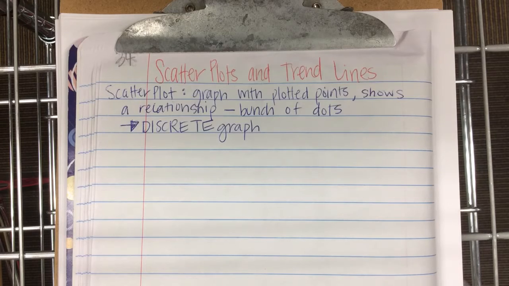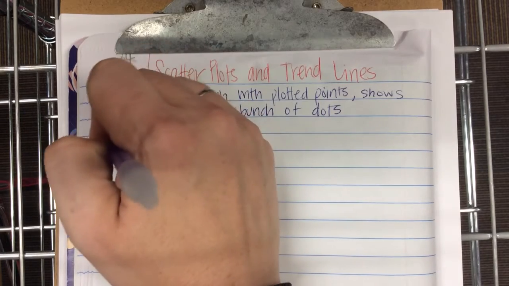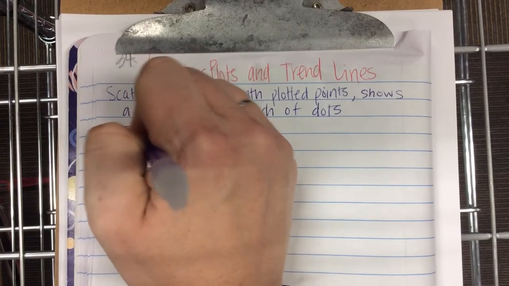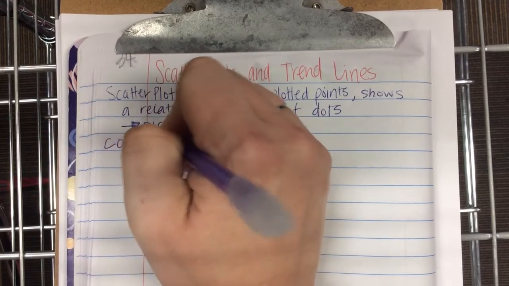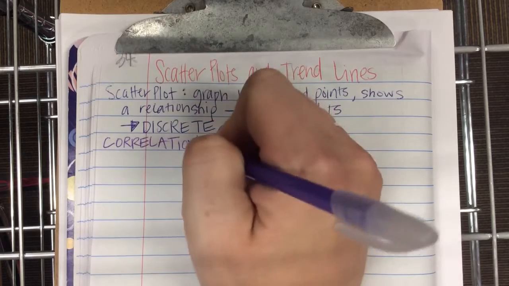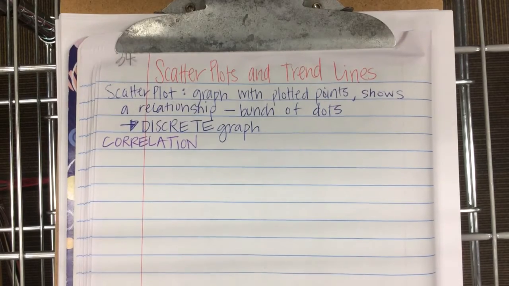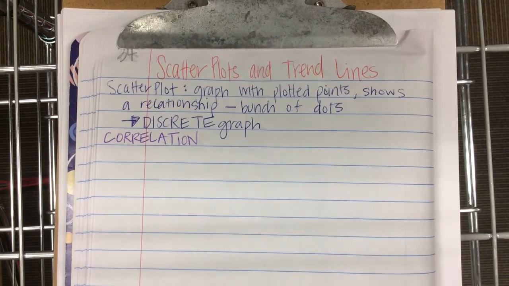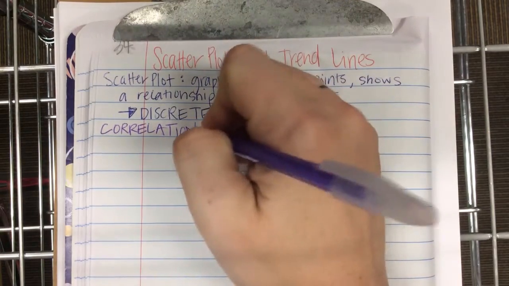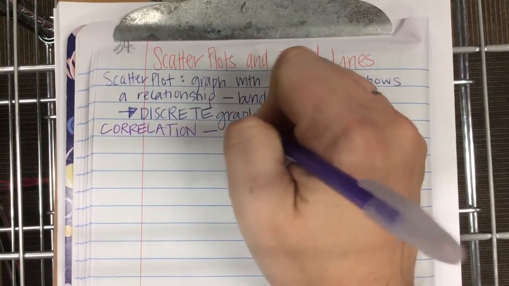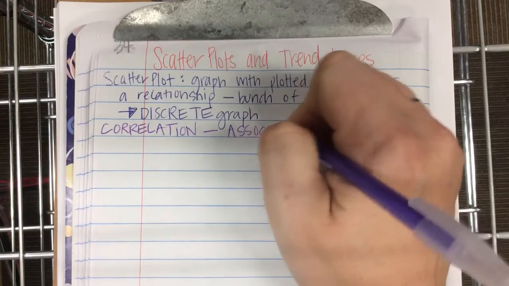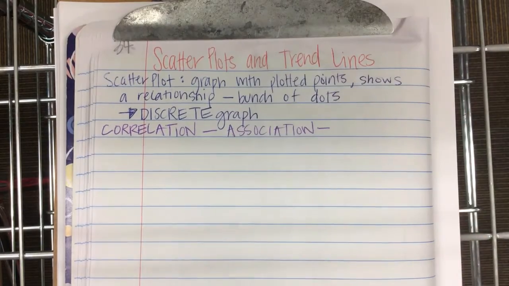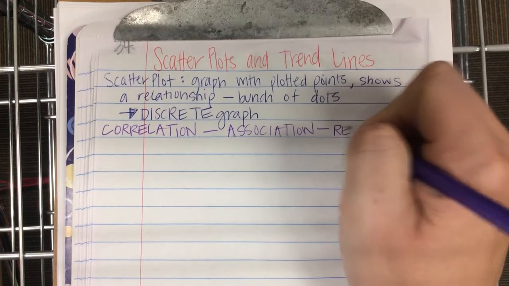So with scatter plots, there's something called a correlation. Correlation is another word. Sometimes you'll see association, or it's just called a relationship.